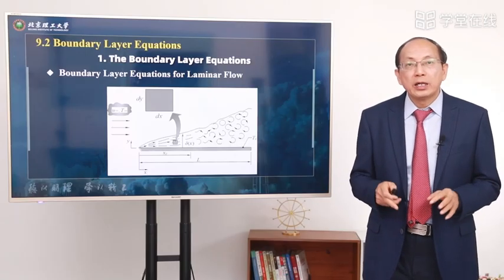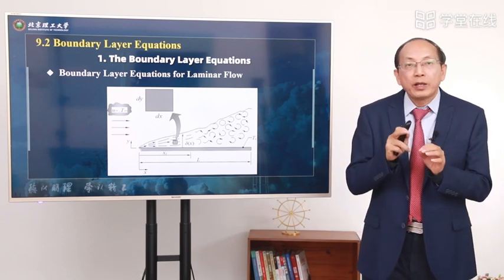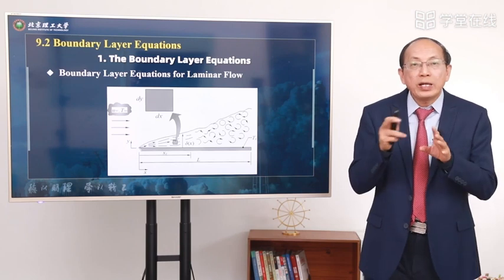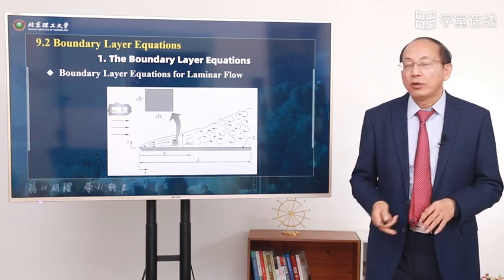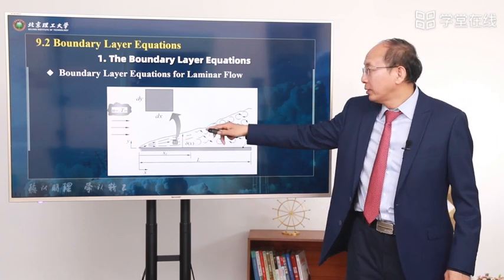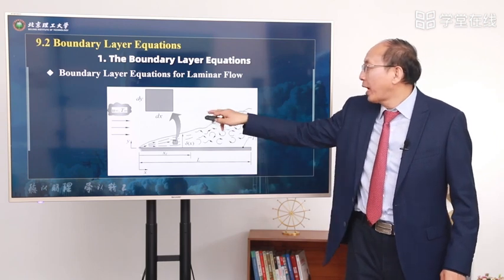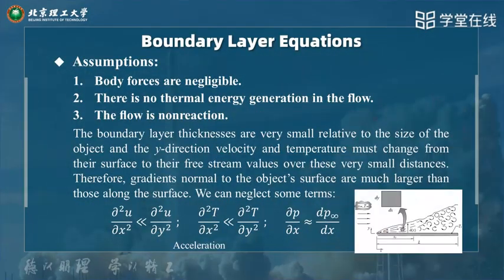In the boundary layer, for laminar flow, we can take one very small element to analyze. For example, we take this element to analyze. The height is dy, the width is dx. In this boundary layer, we give some assumptions.